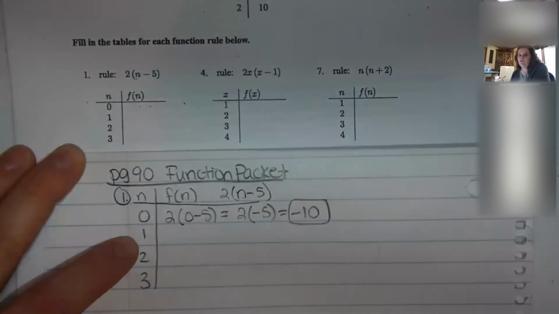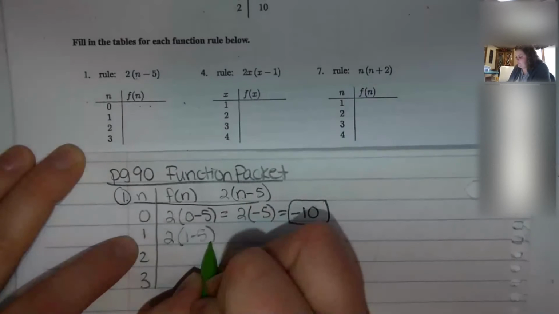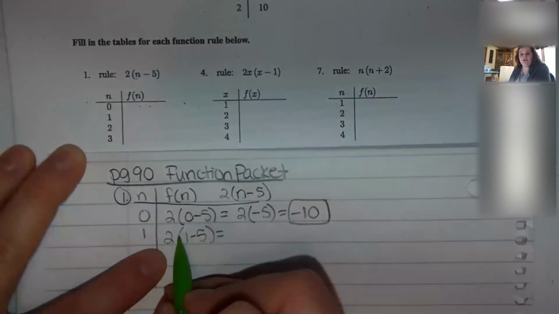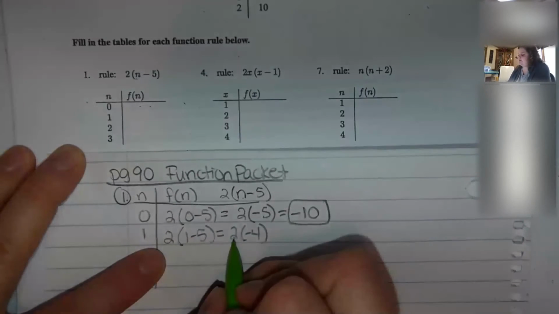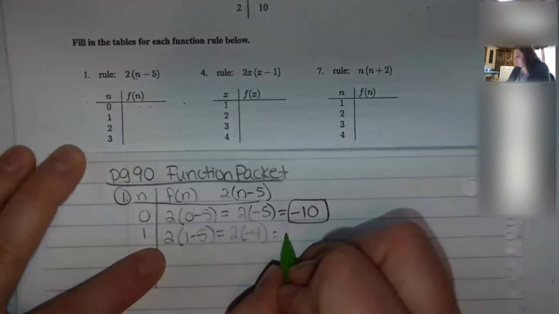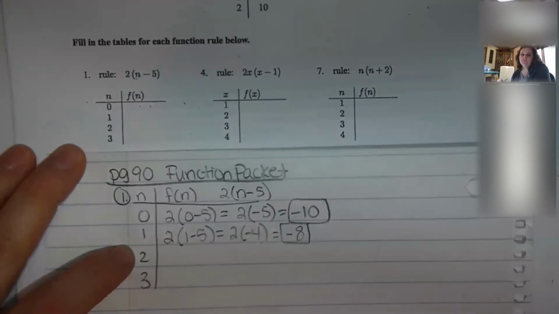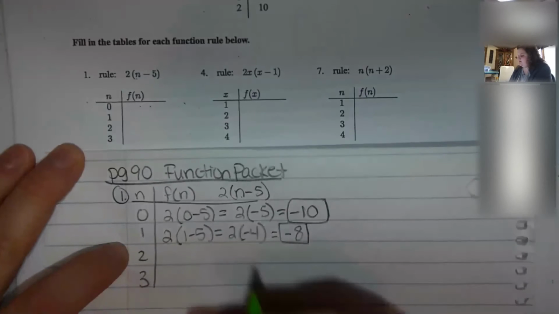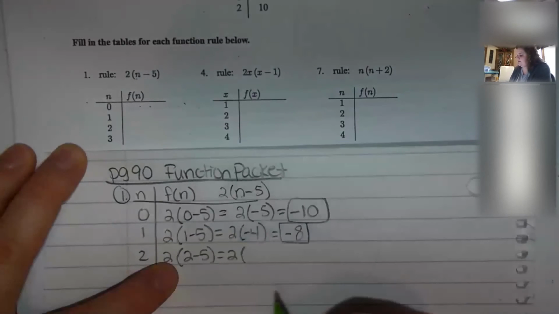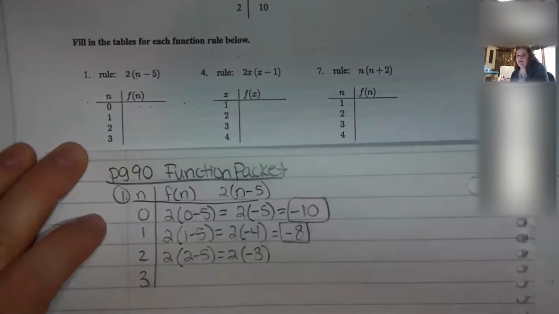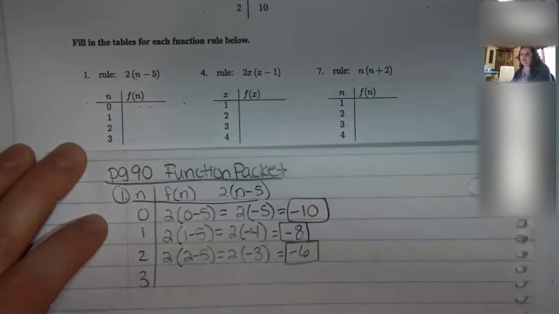Okay, now I'm going to plug in the 1. 2 parenthesis 1 minus 5. Order of operations tells me I need to do this stuff in the parentheses first. 1 minus 5 is a negative 4. So now I have 2 times negative 4, which is negative 8. Okay. Plugging in the 2. 2 times 2 minus 5. 2 minus 5 is negative 3. 2 times negative 3 is a negative 6.